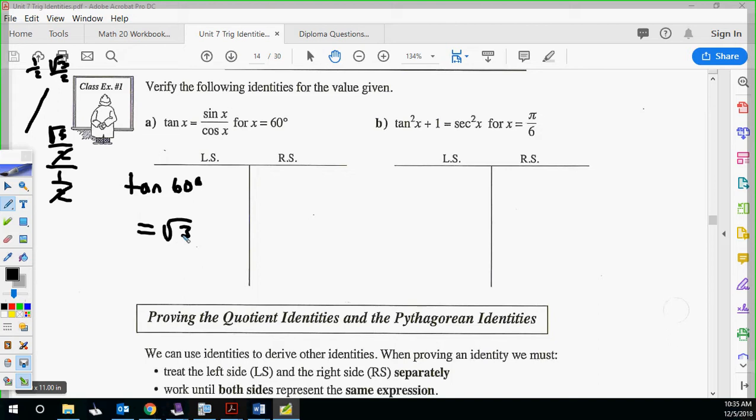What I essentially just did is going to come up again. Because what is sine at 60? We're going to go sine 60 over cos 60. Well, we know sine is root 3 over 2. We know cosine is 1/2. We get root 3. So we verified that they are the same.